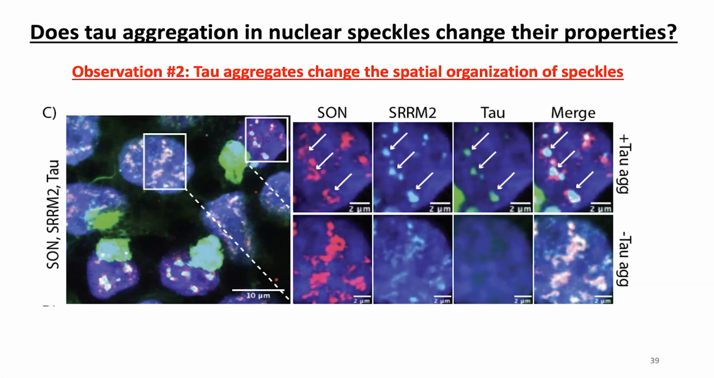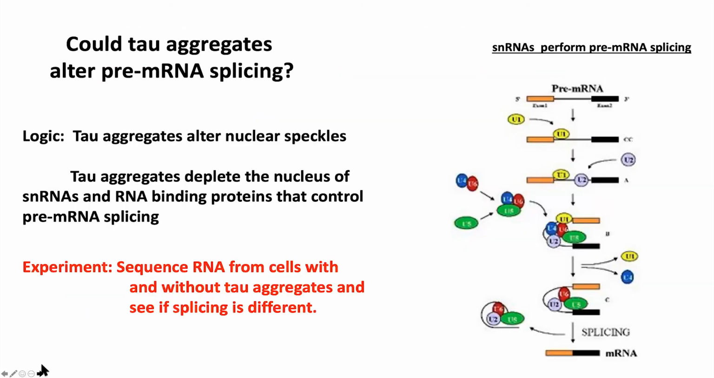And we don't know what this means at a molecular scale, but what we do think is because organization allows function, if you change the organization, then you're going to change the function. And so because of that, we looked at function. What people have hypothesized that speckles do is affect pre-mRNA splicing. And so we asked the question, could the formation of these tau aggregates be changing pre-mRNA splicing?